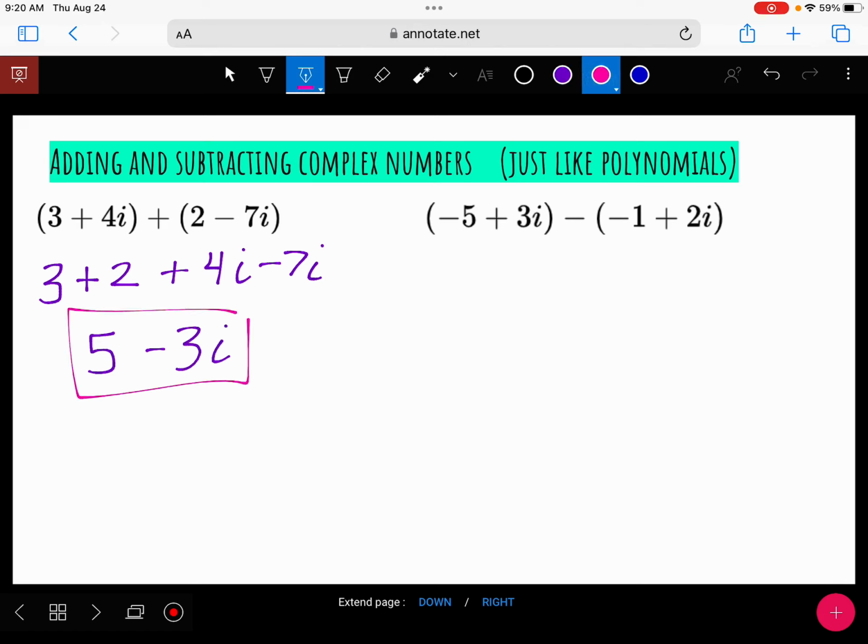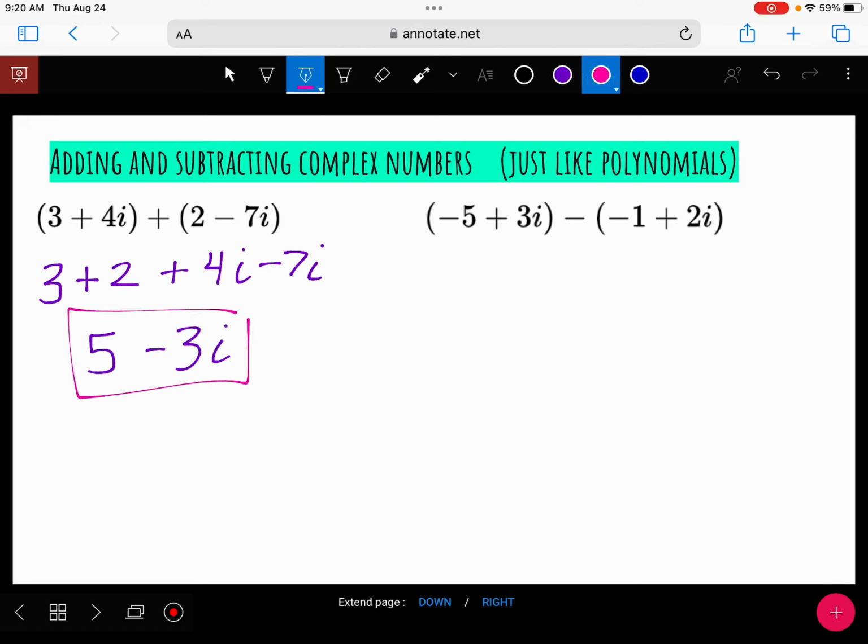The second one: minus 5 plus 3i minus negative 1 plus 2i. You can think of it as distributing the minus sign. So we wind up with negative 5 minus negative 1, which is negative 4, because that's negative 5 plus 1.